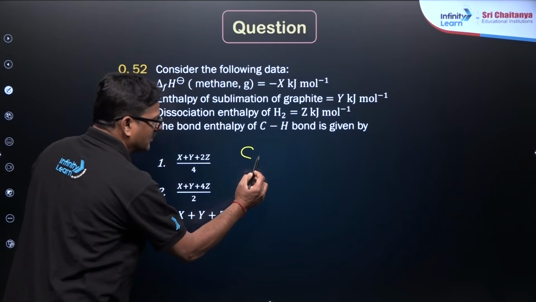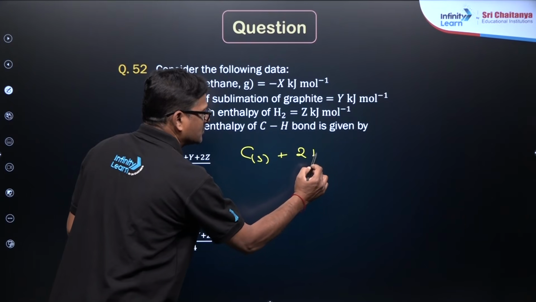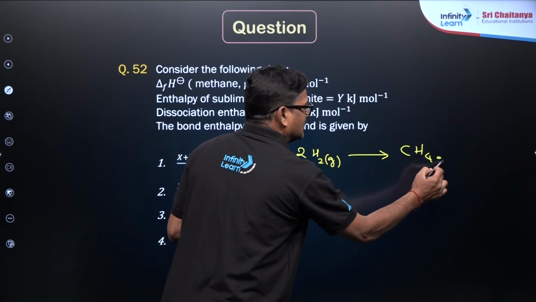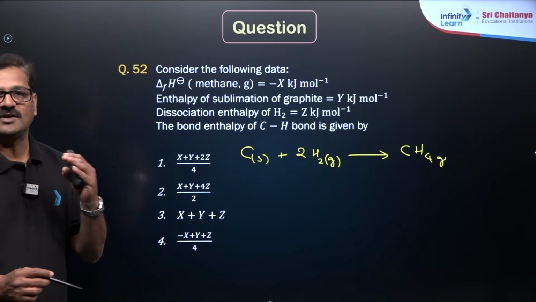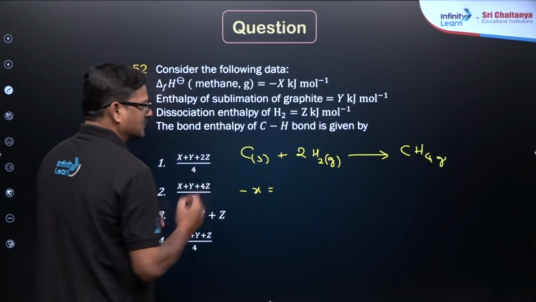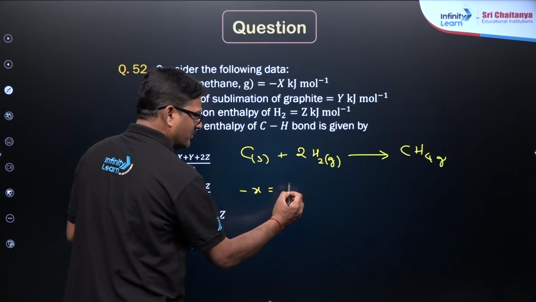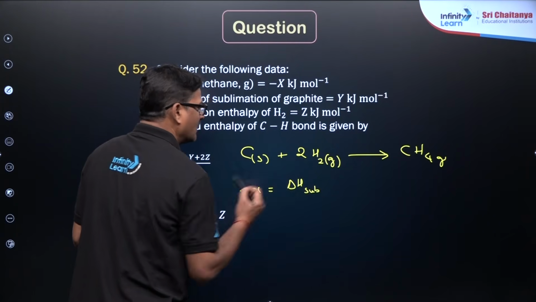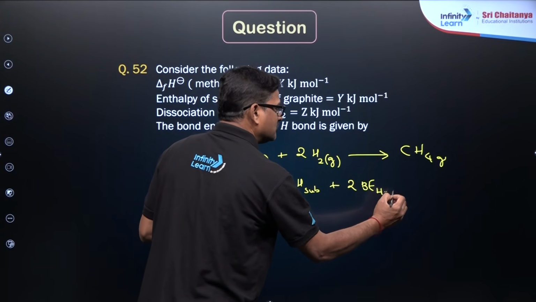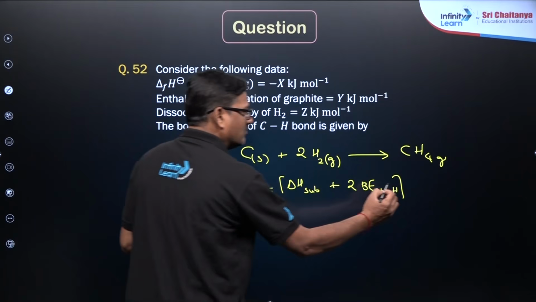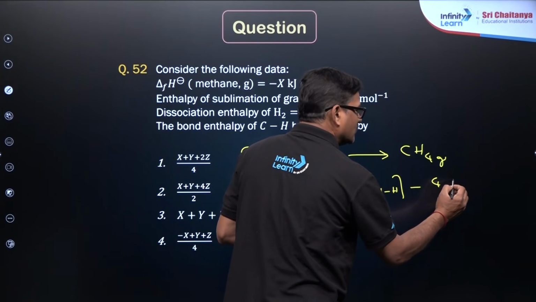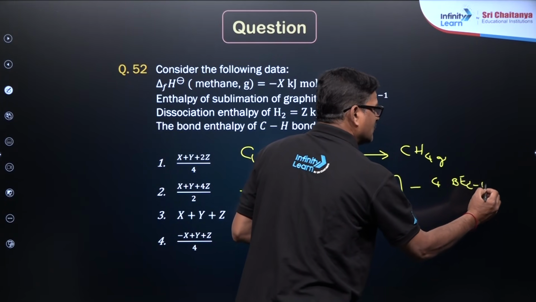Here it is going to be carbon in solid plus 2H2 in gas giving rise to CH4 in gas. So in that we have to use the bond dissociation energies. You can see that minus X is equal to the enthalpy of sublimation of carbon plus 2 into the bond dissociation energy of hydrogen, minus, as there are 4 carbon to hydrogen bonds, 4 into the bond dissociation energy of carbon to hydrogen.